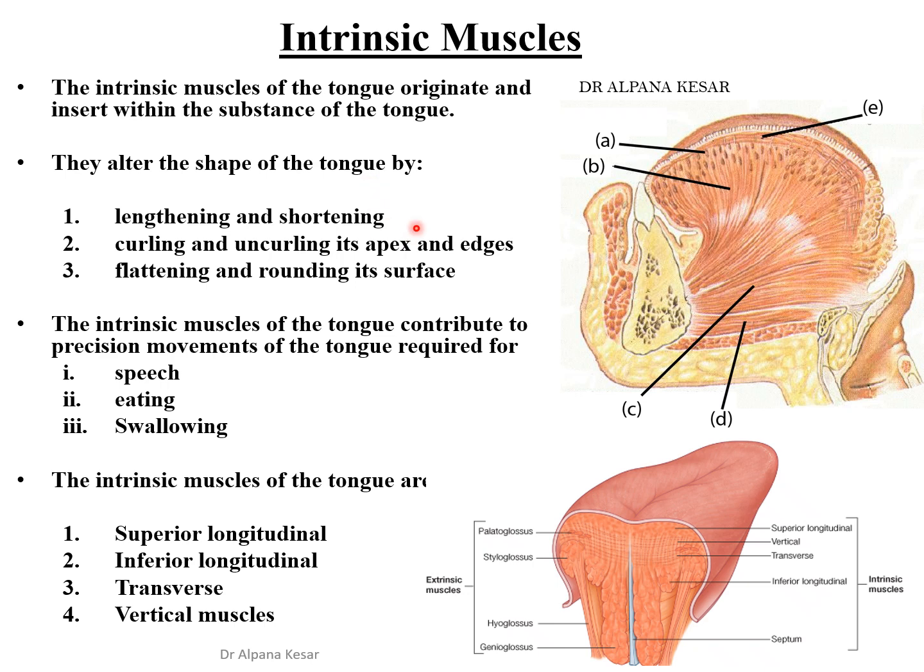They help in lengthening and shortening the tongue, curling and uncurling its apex and edges, and flattening and rounding the surface of the tongue. These movements of the intrinsic muscle contribute to the precise movement of the tongue that is required for speech, eating, and swallowing. The intrinsic muscles of the tongue are superior longitudinal, inferior longitudinal, transverse, and vertical muscles.